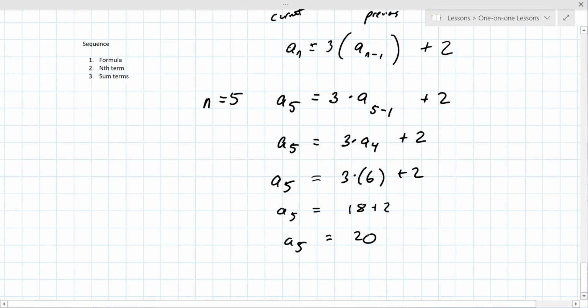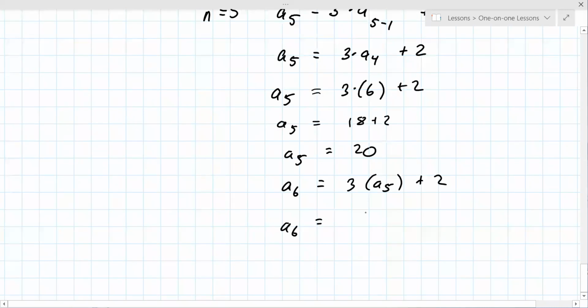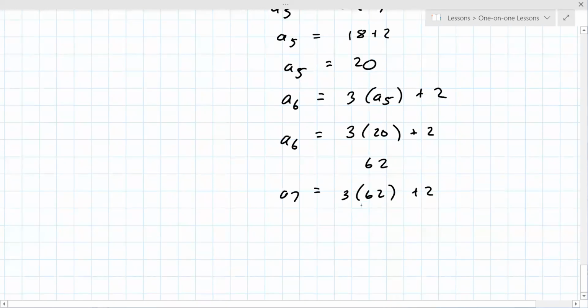Okay, and then you just do the same thing. a sub 6 equals 3 times a sub 5 plus 2. So you'll start seeing there's a pattern here. It's 3 times the previous one plus 2. That gives 62. So a7 is 3 times 62 plus 2. That's 186, so it's 188.